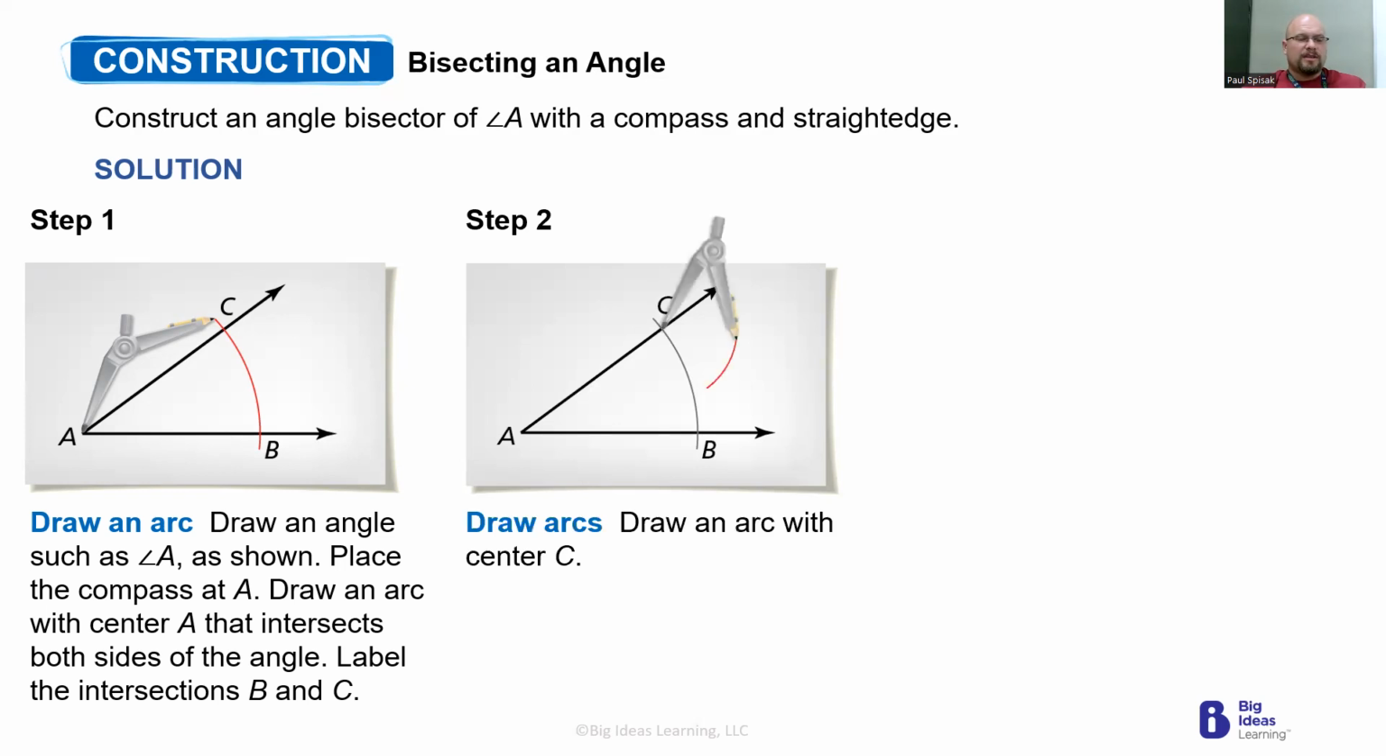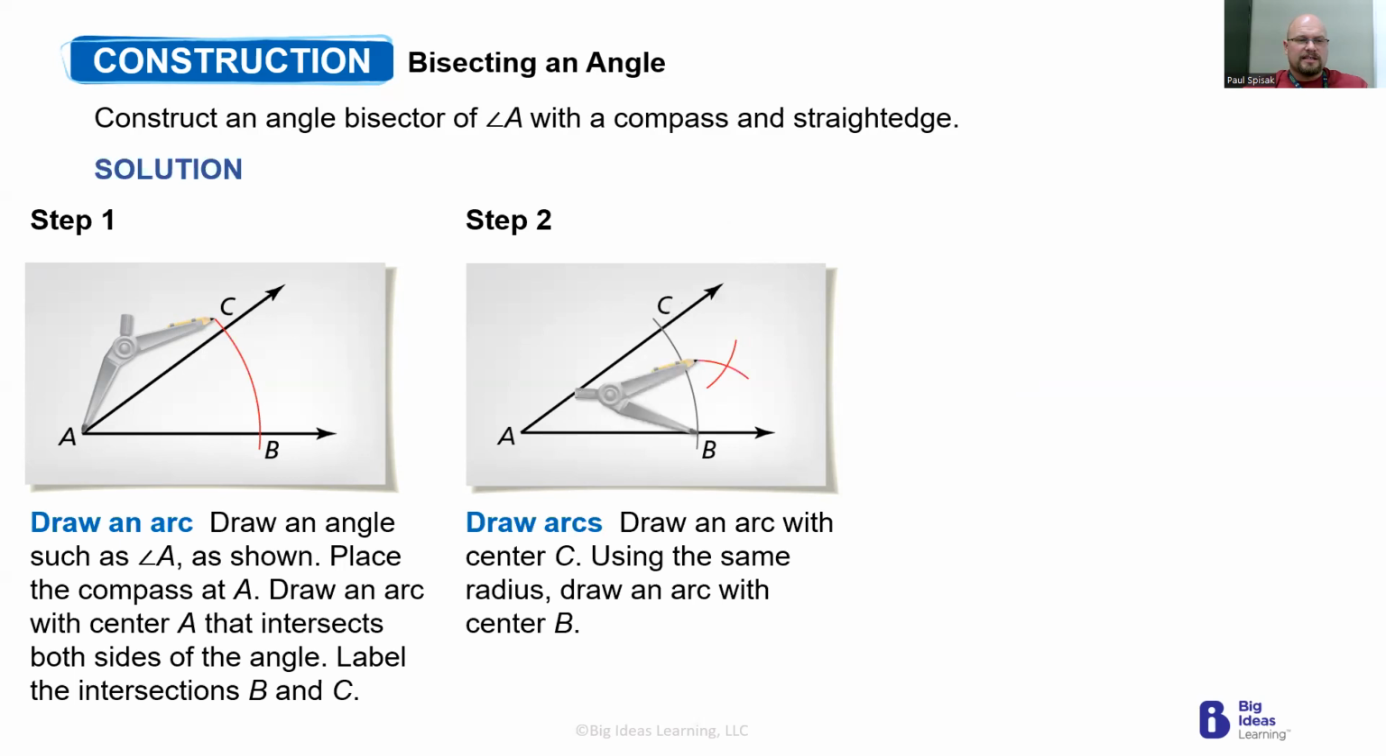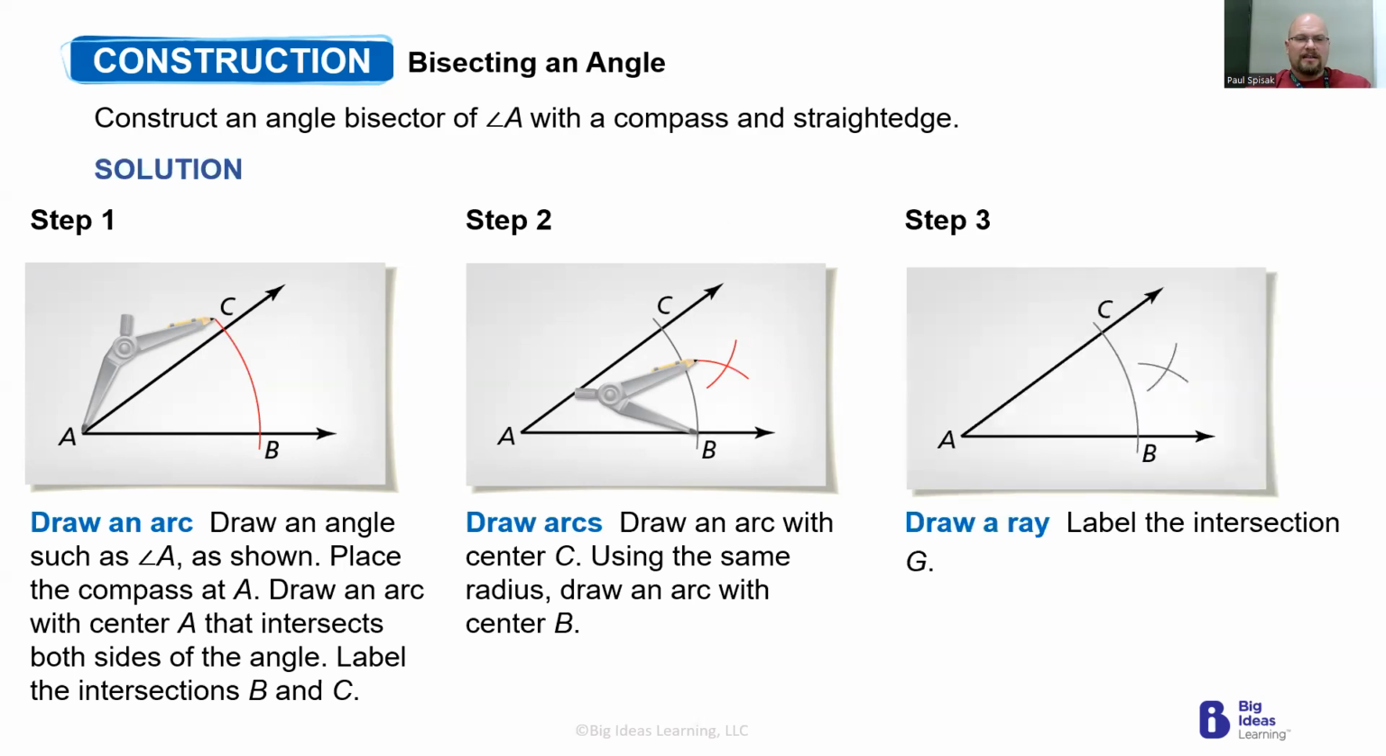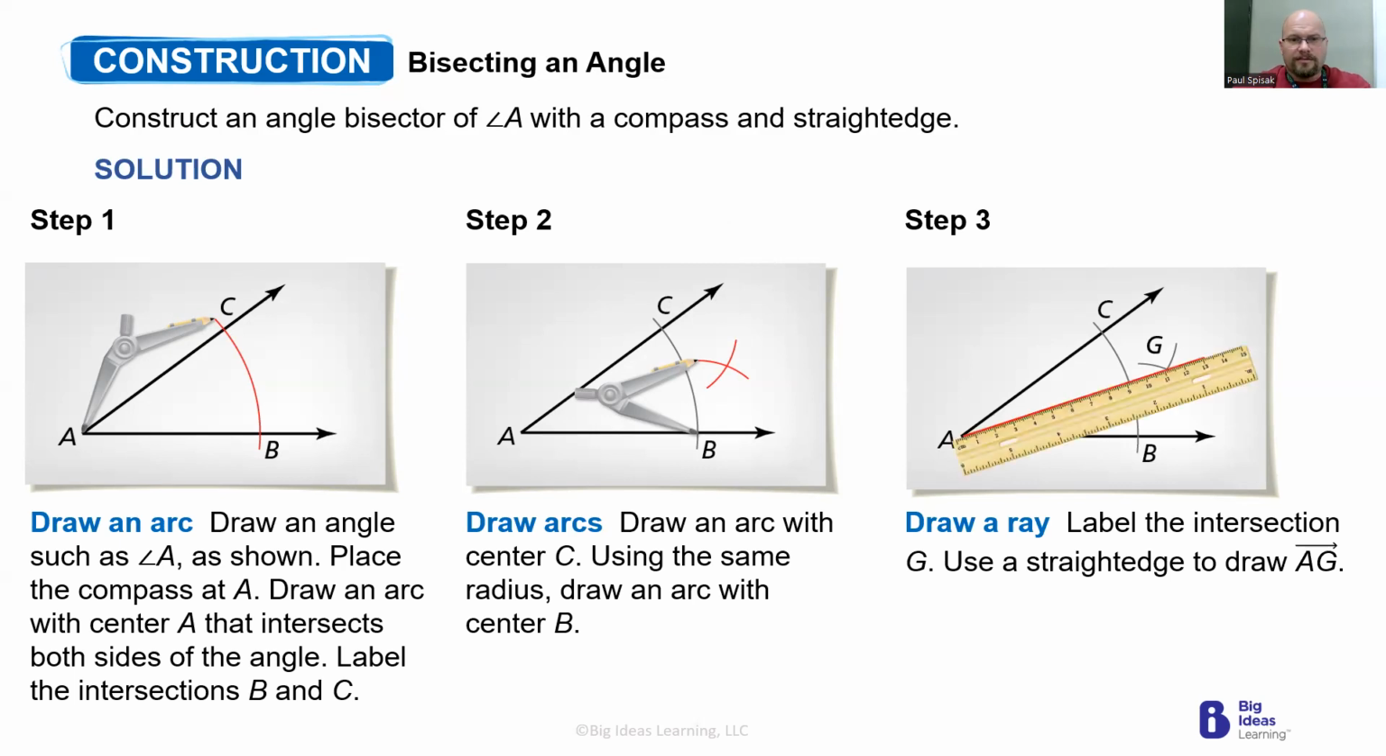And then once you know it's more than halfway, we're going to swing an arc out in front from C. And then we do the exact same thing from B, using that same setting, so that that point is equal distance away from C and B. And any point equal distance away from those sides is then going to fall on the bisector. So we draw another line going from A through that intersection. We're going to call it G. And we have ourselves an angle bisector.